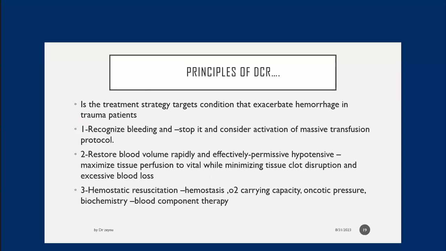So coming to the principle of damage control resuscitation, it is a treatment strategy. The main target is to treat the conditions that exacerbate hemorrhage in trauma patients. So the main focus of damage control resuscitation is just to treat the exacerbating hemorrhage. This can be done through three things. One, we need to recognize the bleeding and stop it through different modalities. And based on the severity, we can consider activating the massive transfusion protocol. We will come to what massive transfusion protocol means.